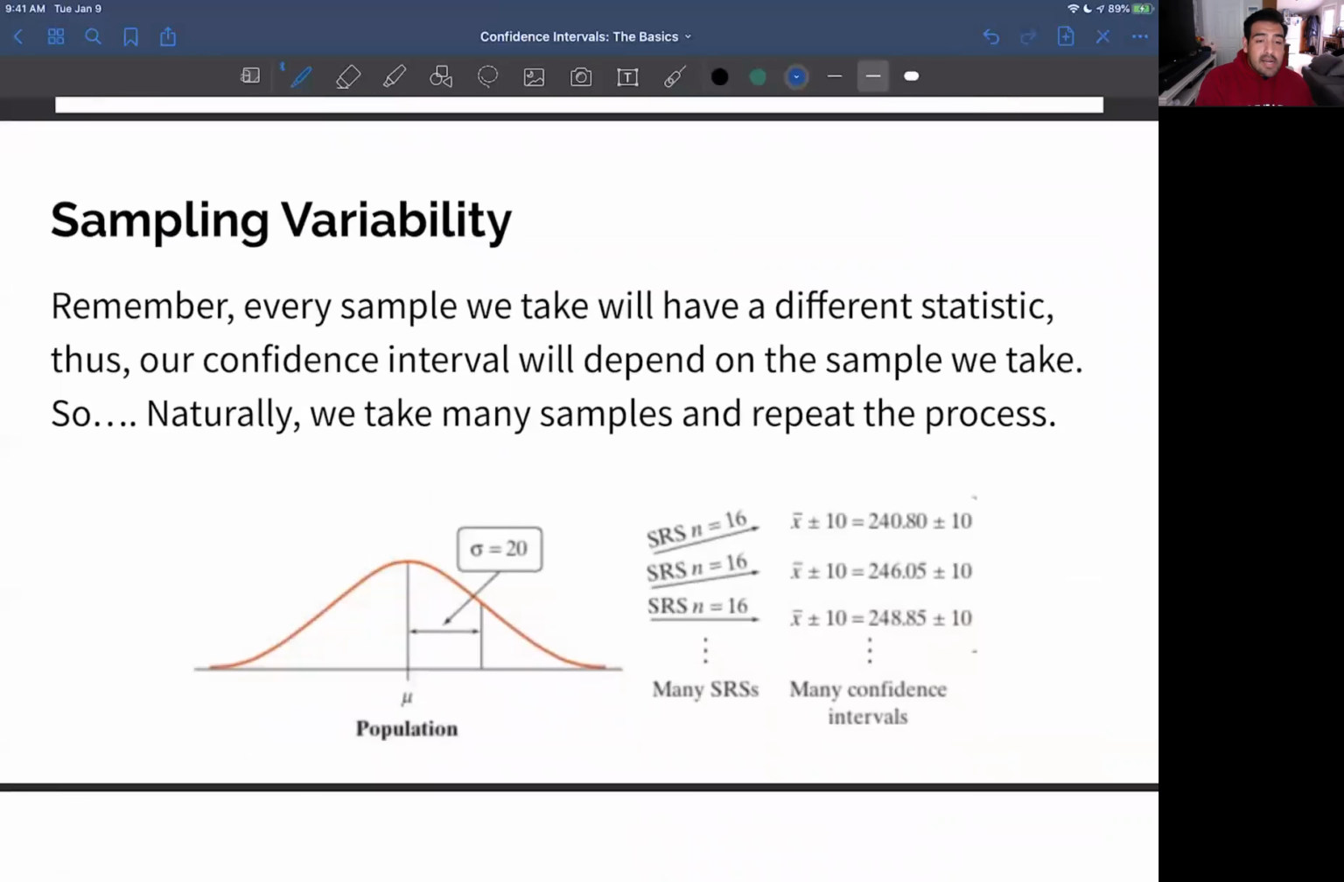So remember, every time we take a sample, we're going to get a different statistic. That's because of sampling variability, right? Even looking at the example we talked about with a sample size of 16, all three of these samples technically gave us a different point estimate. Our margin of error, the plus or minus 10 on either side, was based off of the first one that we collected. However, we've got a lot of different confidence intervals. At this point in statistics, we need to repeat this process over and over to help make sure what we are saying is true.